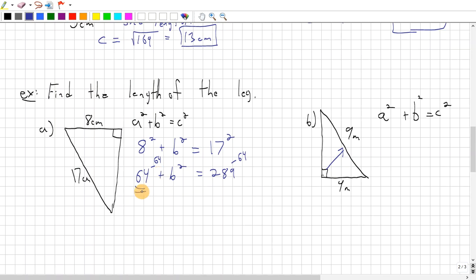So on the left-hand side, it's gone. I'm left with just B squared, which is this side over here. We're going to find the length of it again, which is equal to, what did we say? 225.